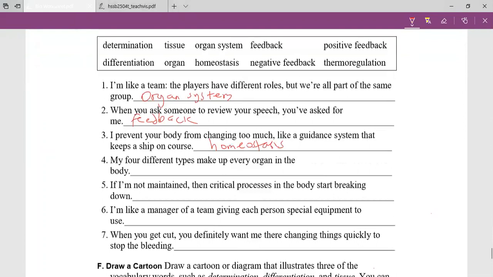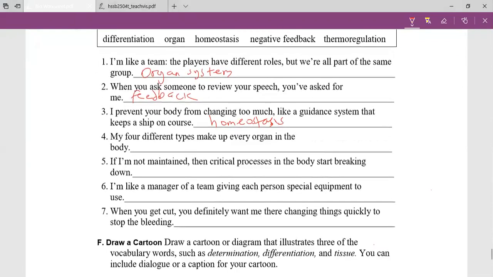My four different types make up every organ in the body. Tissue. It's tissue, 100% tissue.